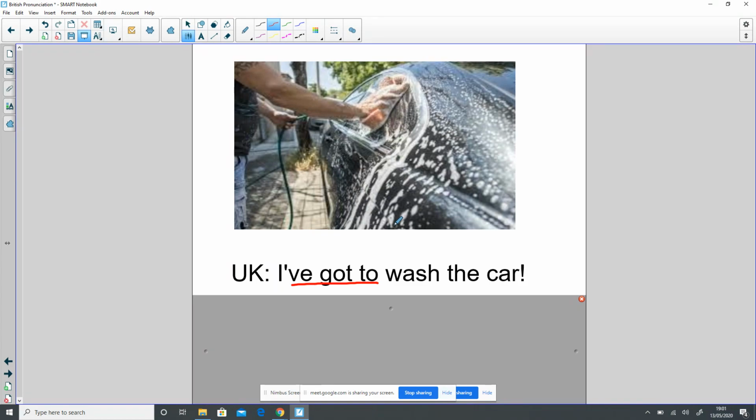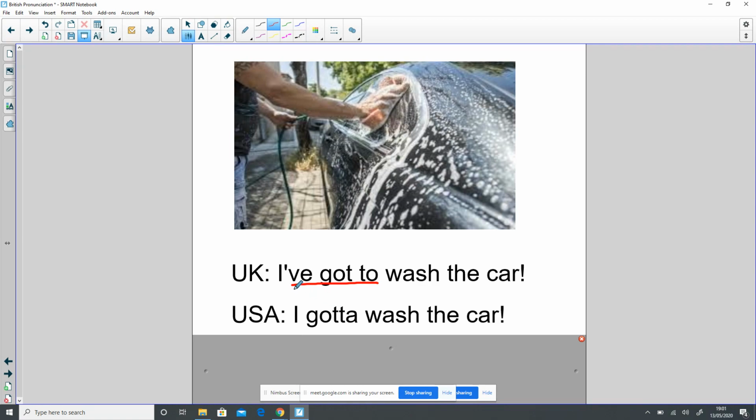not I have to. So I would say, I'm always forgetting. I've got to wash the car. I forgot. I've got to wash the car. Sometimes we say it quickly. I've got to wash the car. In the USA, no have. Yes, I gotta wash the car.